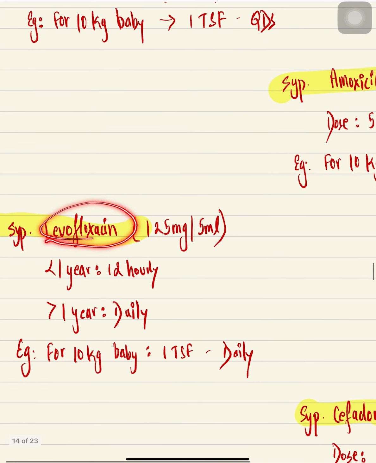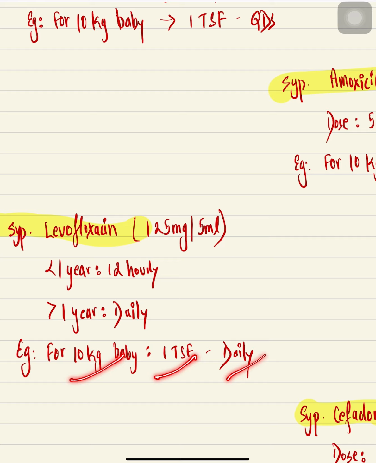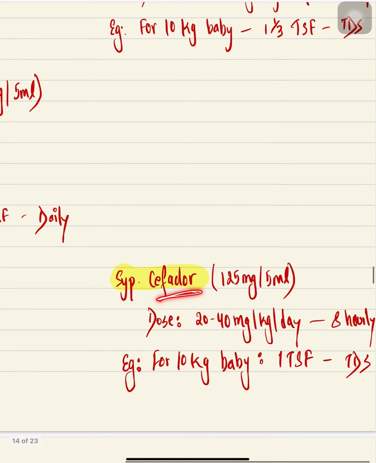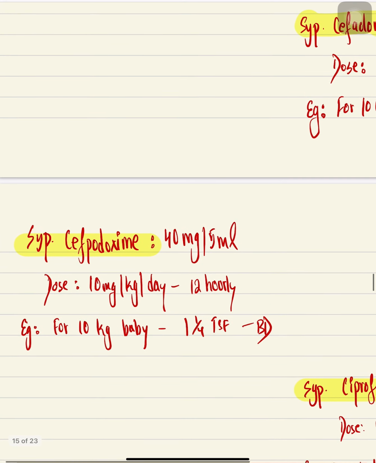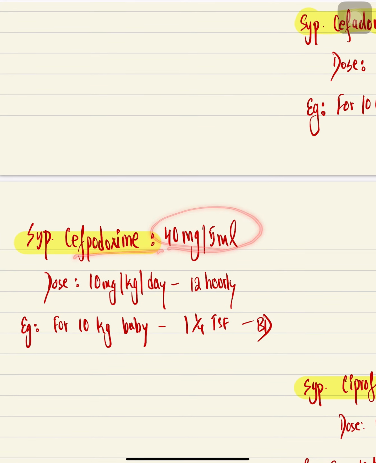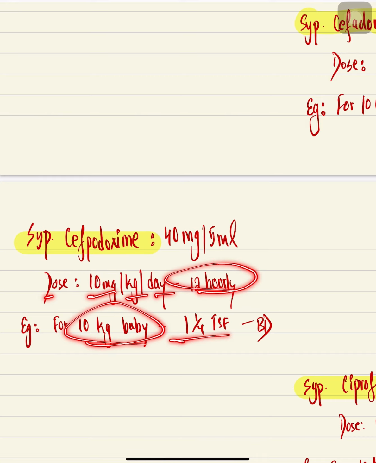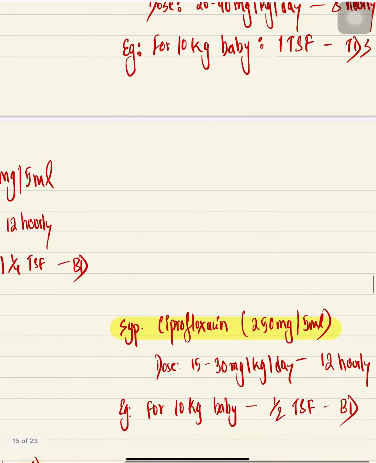Syrup levofloxacin 125 mg over 5 ml: if the baby is less than 1 year, 12 hourly; if the baby is more than 1 year, daily. For a 10 kg baby, 1 TSF daily. Cefaclor 125 mg over 5 ml. Dose is 20 to 40 mg per kg per day, 8 hourly. For a 10 kg baby, 1 TSF TDS. Cefpodoxime 40 mg over 5 ml. Dose is 10 mg per kg per day, 12 hourly. For a 10 kg baby, 1 and 1/4 TSF BD.